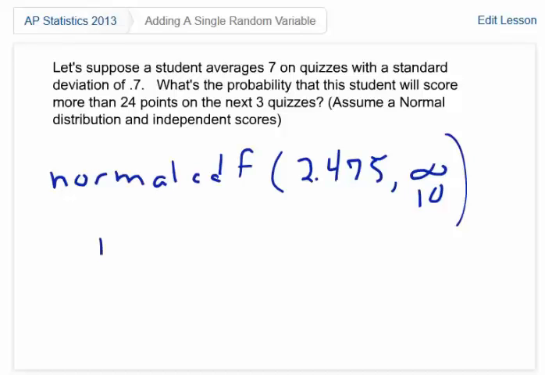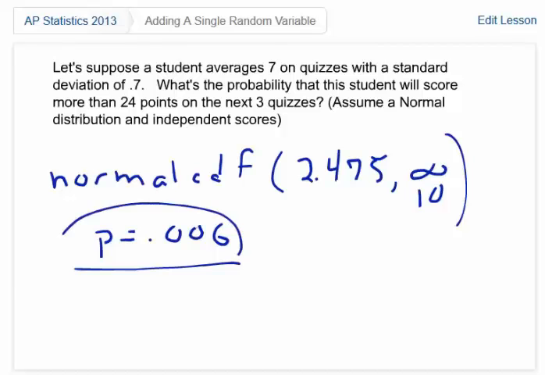and that will give us a probability of 0.006, and that's less than 1%. So the probability of that student scoring 24 points or averaging 8 is very, very unlikely.